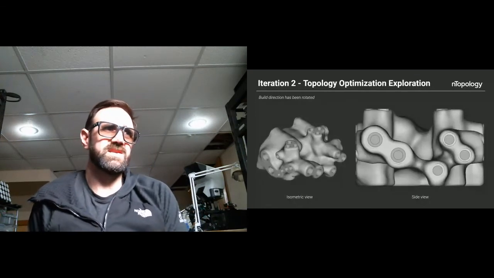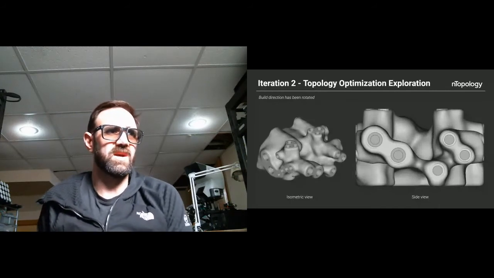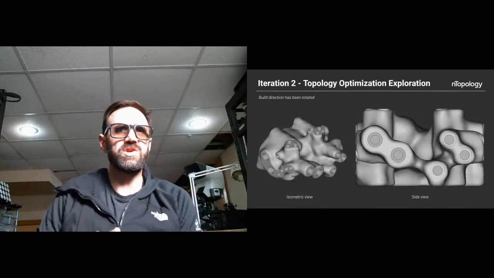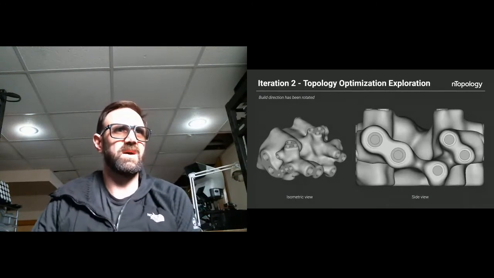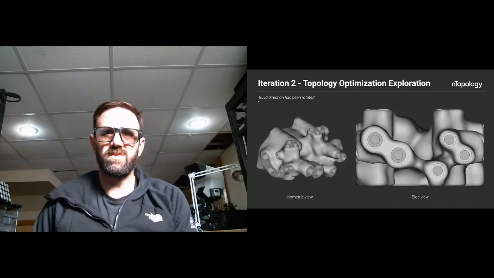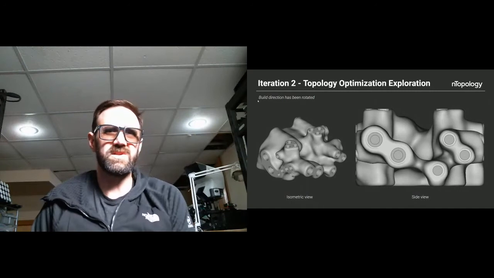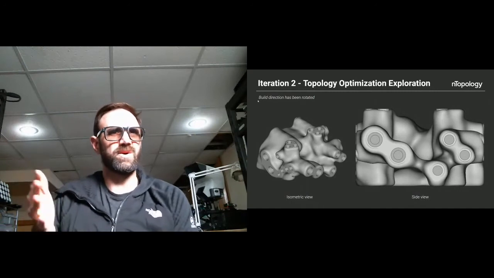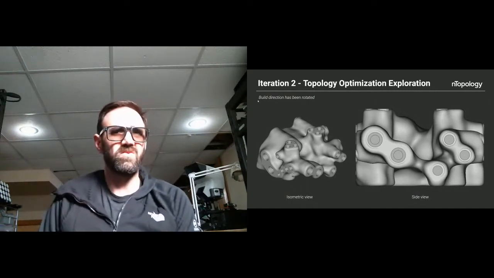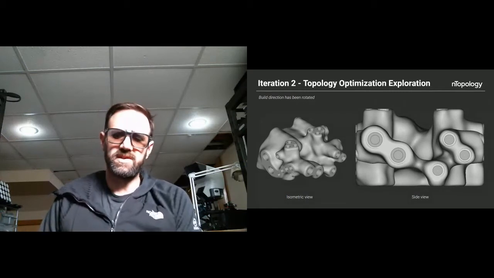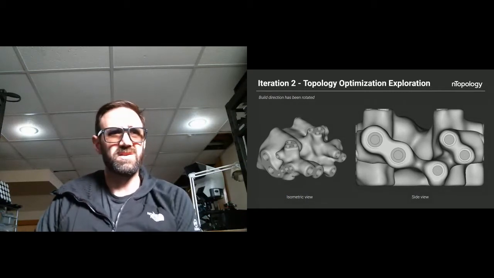Interesting approach here in the second iteration: we change the part in terms of the build direction. In this case, we're looking at probably some laser powder bed fusion type scenario. We said, hey, we want to vertically orient this part rather than just mounting it. What would that scenario look like? You can see that's relatively easy to achieve in our software.